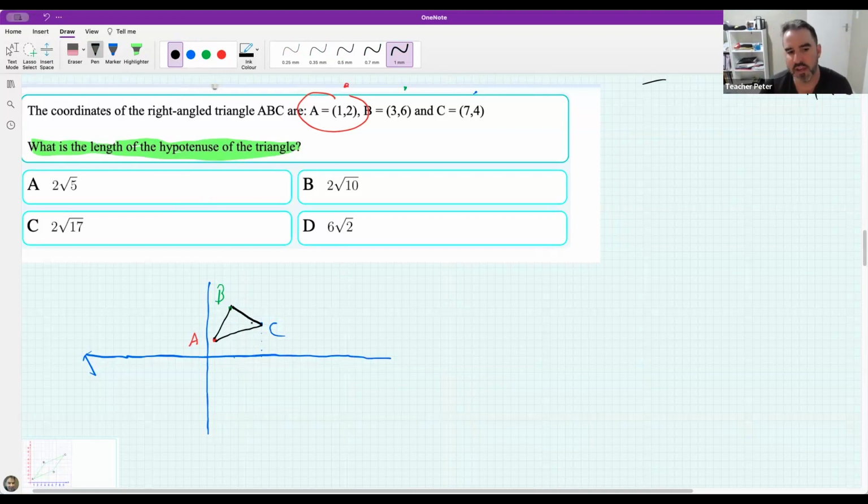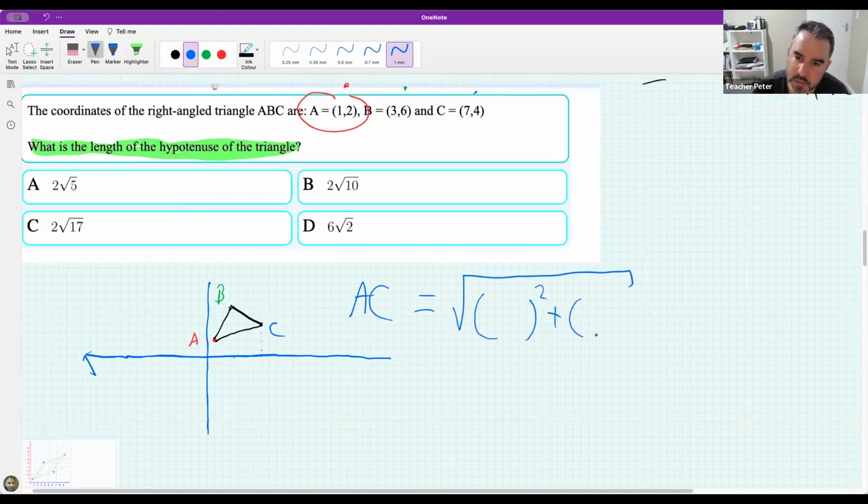From the drawing, it feels to me like if this is right angled, and it says it is, AC should be the hypotenuse. So I want you to use the distance formula to find me what AC is, and then I want you to tell me which of the 4 options there is correct. So go for it. Find me what the length of AC is.